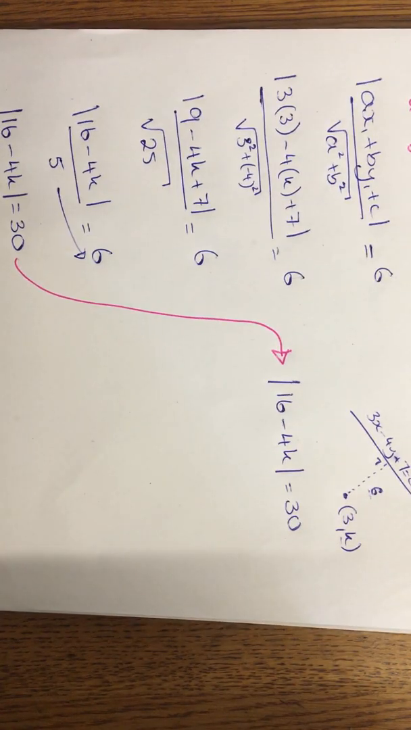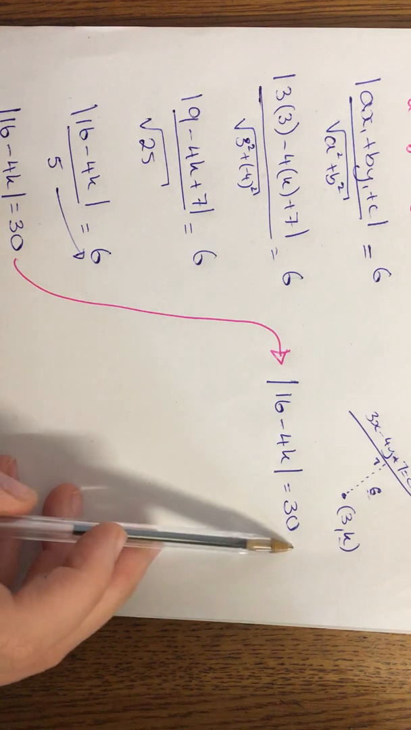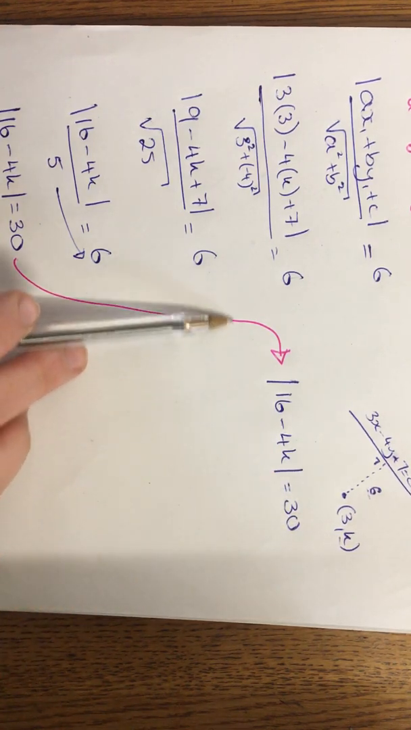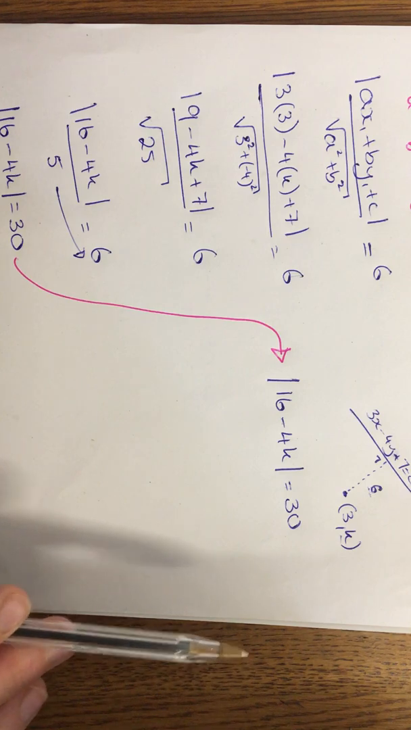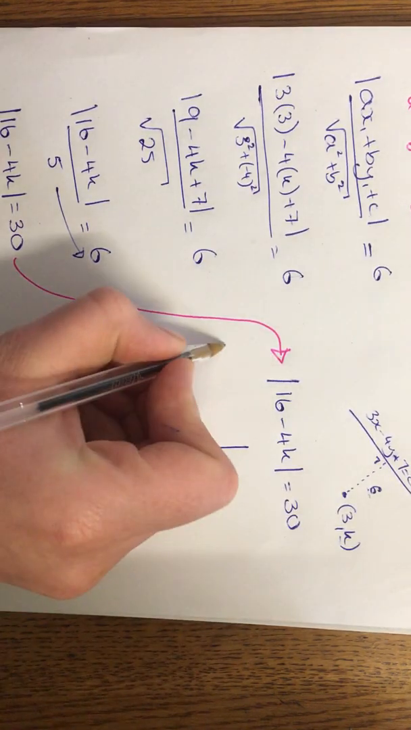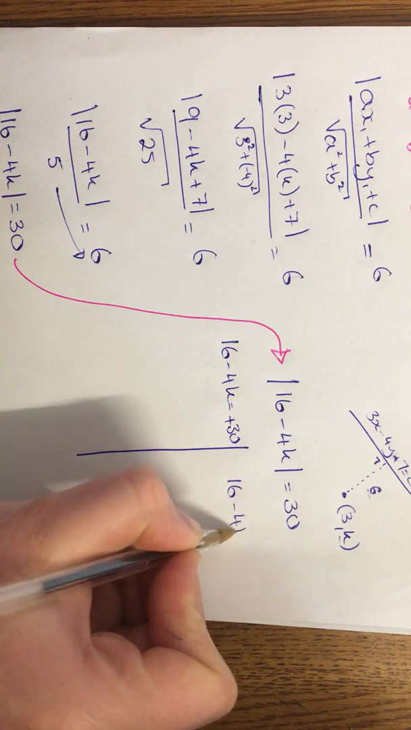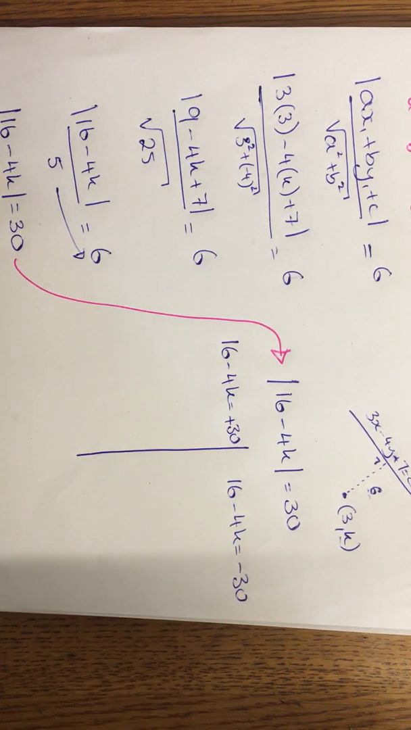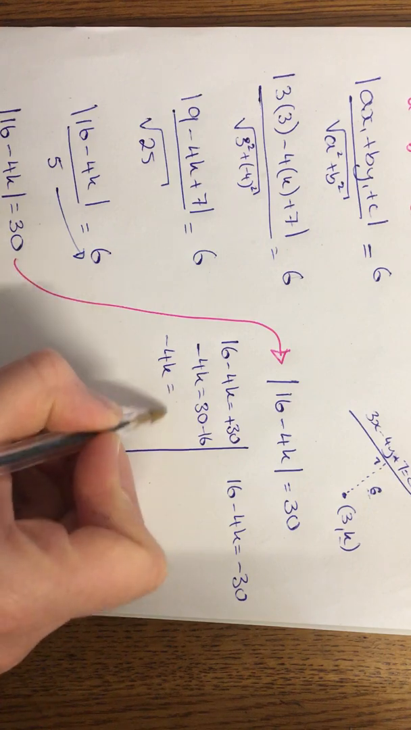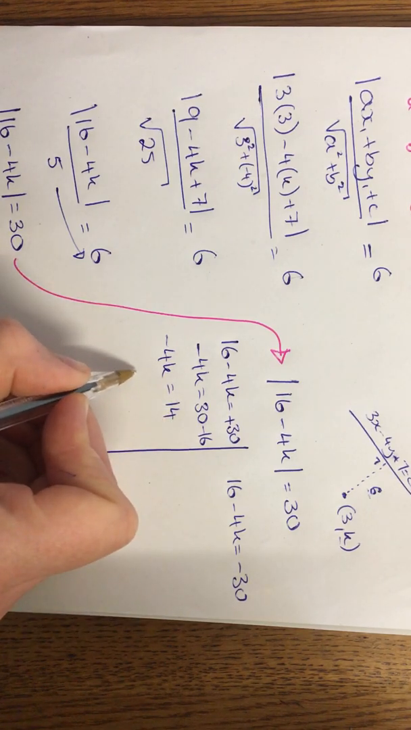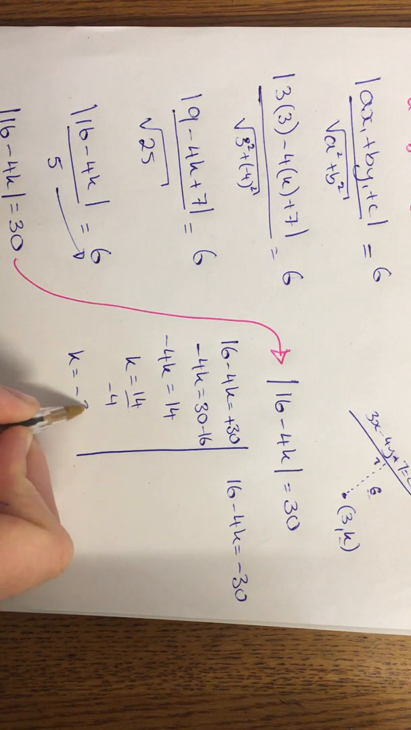What modulus means is that it's the distance, so we take the positive number. But actually there are two possibilities here. If the distance is 30, it could be 30 units to the left, which are all my negative numbers, or 30 units to the right, which are all my positive numbers. So I could have 16 minus 4k is equal to plus 30, or 16 minus 4k is equal to minus 30. Minus 4k is equal to 30 take 16, minus 4k is equal to 14, so k is equal to 14 over minus 4. So k is equal to minus 3.5.